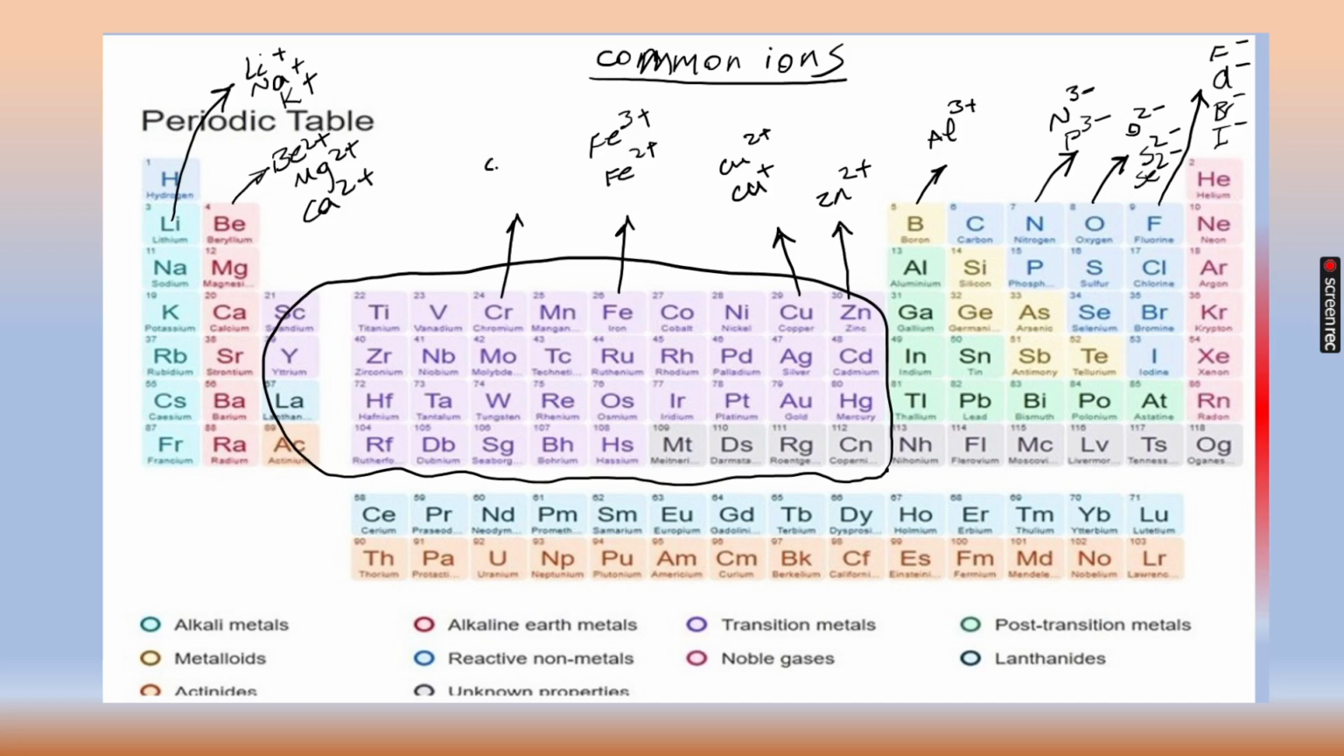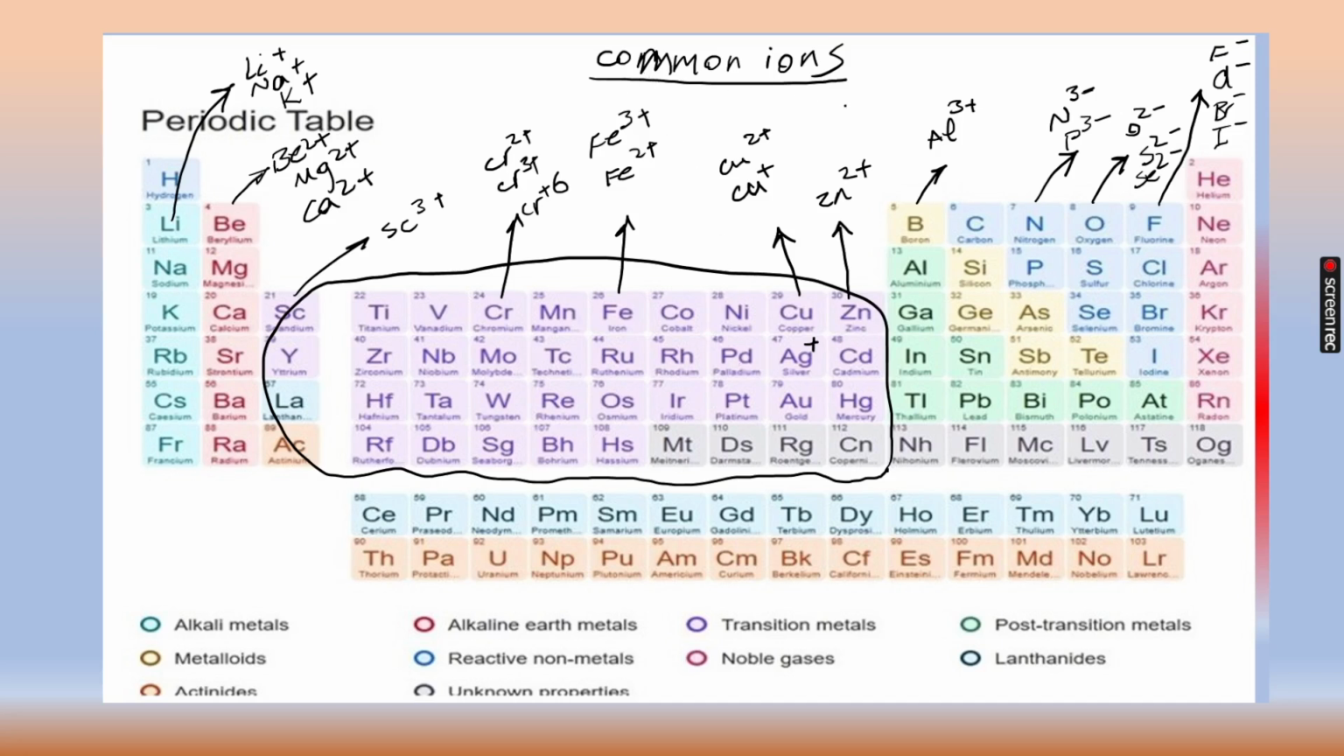Chromium 2, chromium 3, and sometimes chromium 6 plus. And scandium, just scandium 3 plus. And mercury, Hg, or silver is positive 1. Mercury is positive 1 and positive 2. We will talk about it in the next part.